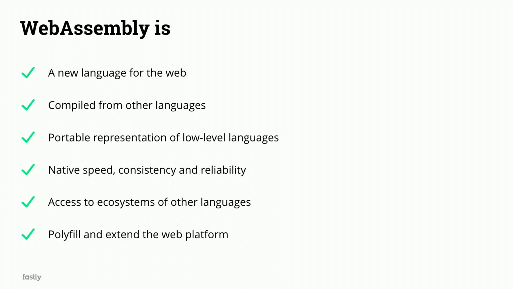So to summarize, WebAssembly is a new language for the web. It's compiled from other languages that gives us native speed, consistency, and reliability in the browser. And I'm going to talk about that reliability a bit later. And it's the first time ever that we have a portable representation of native programs that we can ship anywhere and run safely in the browser. And for me, this is amazing.